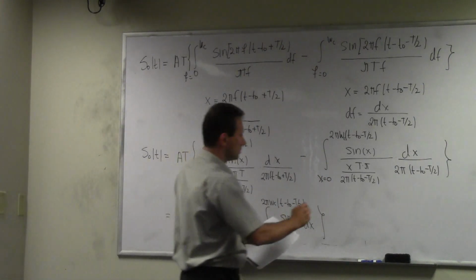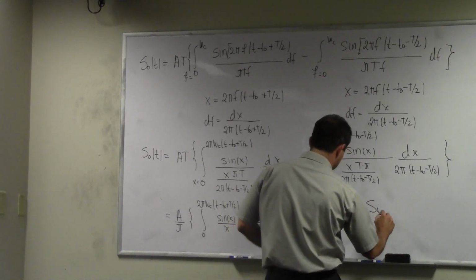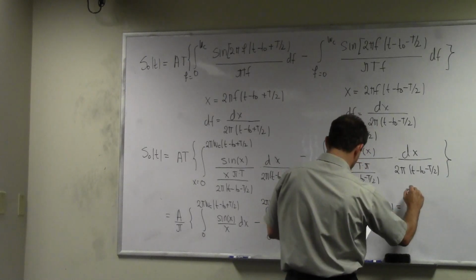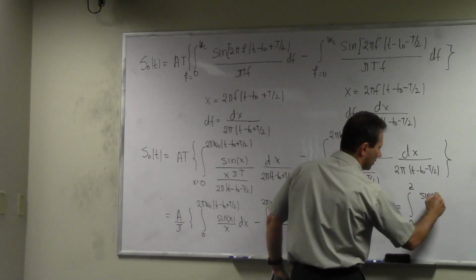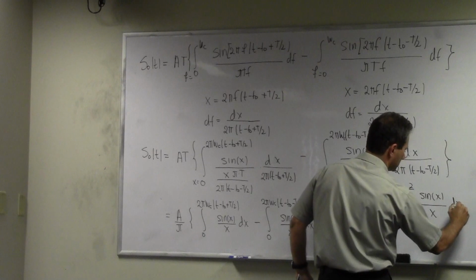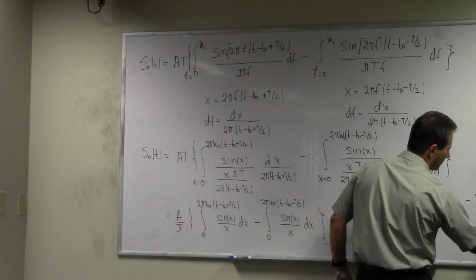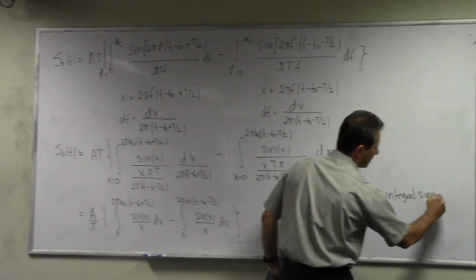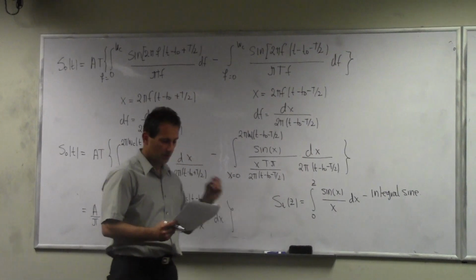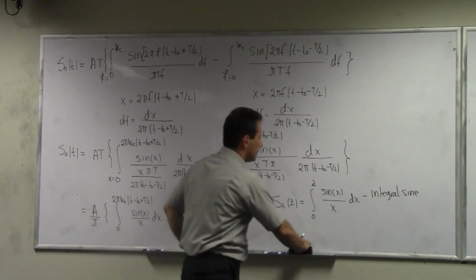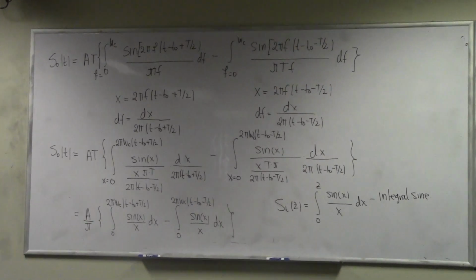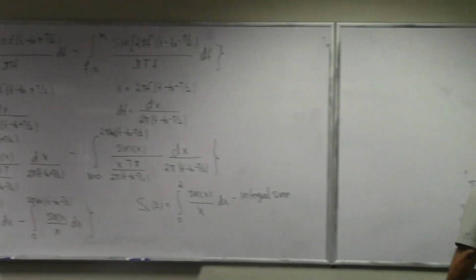Now, we define a function which is called the sine integral, Si, as Si of z is the integral from 0 to z of sine of x over x dx. This is the sine integral. That one doesn't have a closed form, but that's why we define the function that we call that way. So now, if you use this notation, then our output becomes of this form.